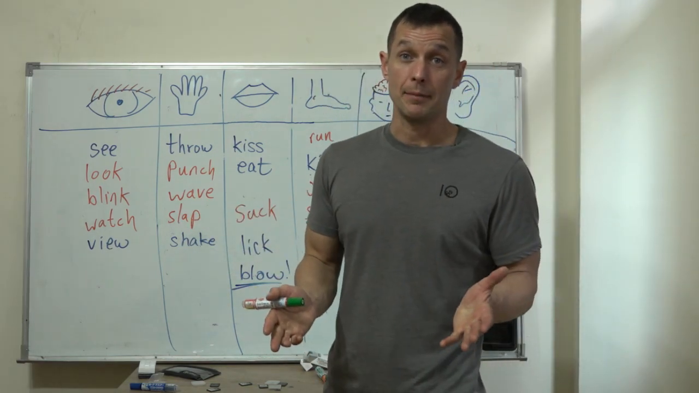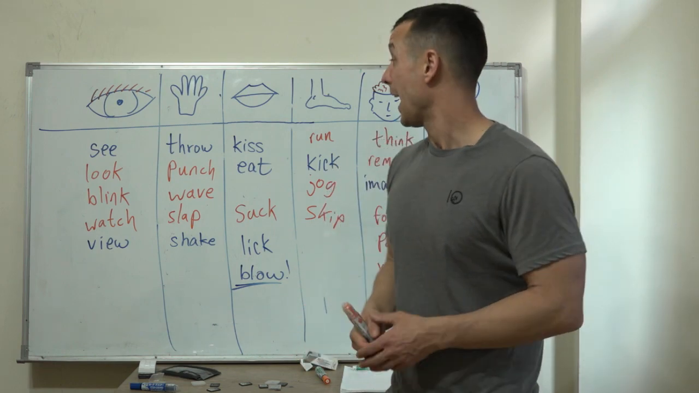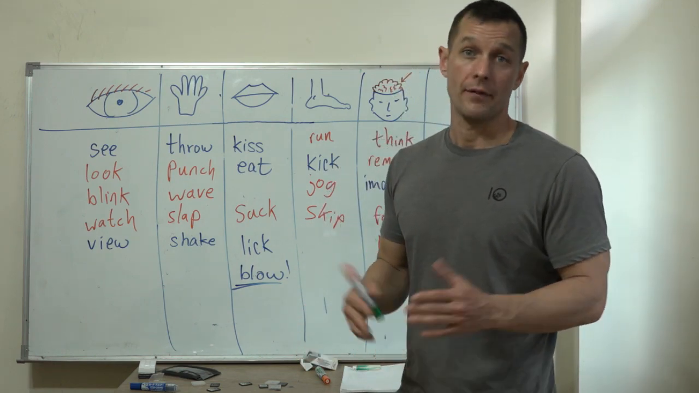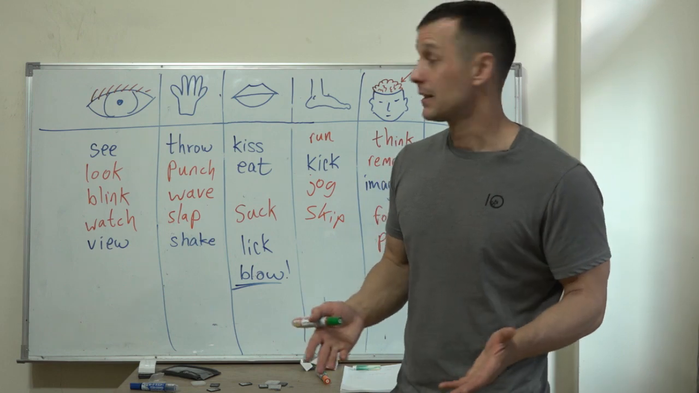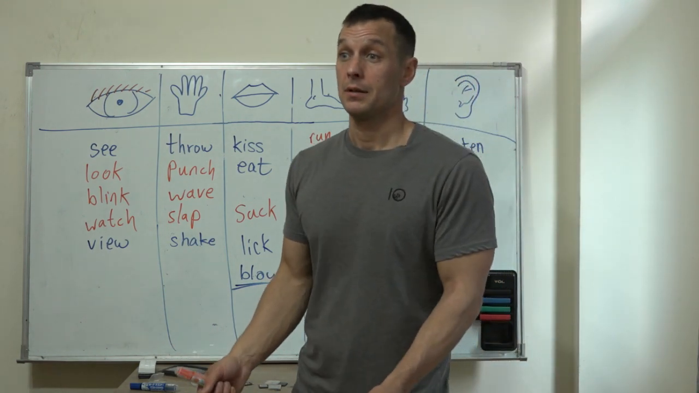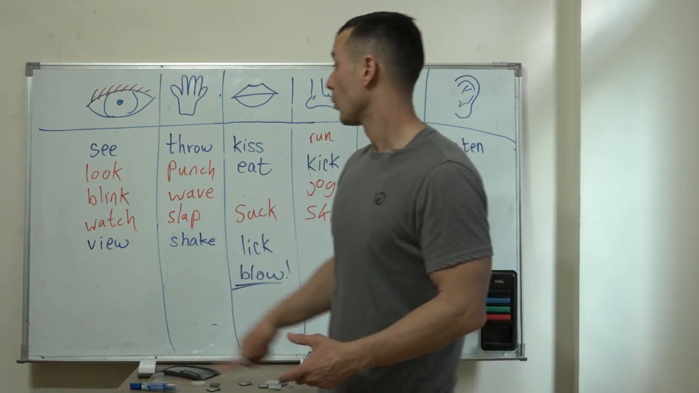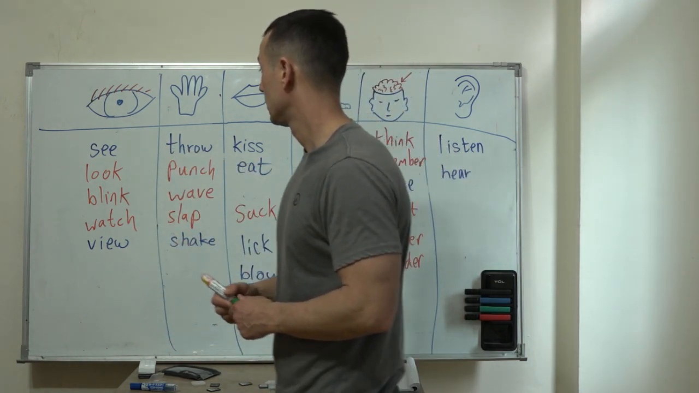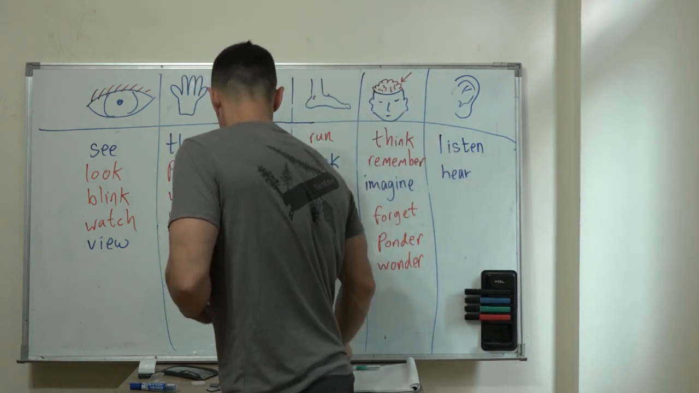So for the losing team, if it's a more advanced class, I could have them conjugate the verbs. Okay, if it's an intermediate or beginner class, if they know past tense, I could have the losing team stand up. Okay, losing team, what's the past tense of see? Saw. Saw, okay.